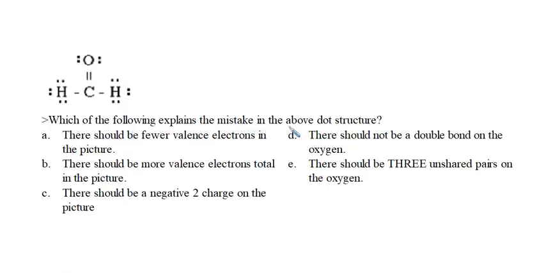Which of the following explains the mistake in this problem? Let's see. Well, first of all, hydrogen shouldn't have all those valence electrons. However, let's take a look at the number that should have. 6 and 4, 1 and 1, so 10. I should only have 12 valence electrons, whereas I have 1, 2, 2, 4, 6, 8, 10, 12, 14, 16, 18, 20. So I have far beyond the 12. There should be fewer valence electrons in the picture.